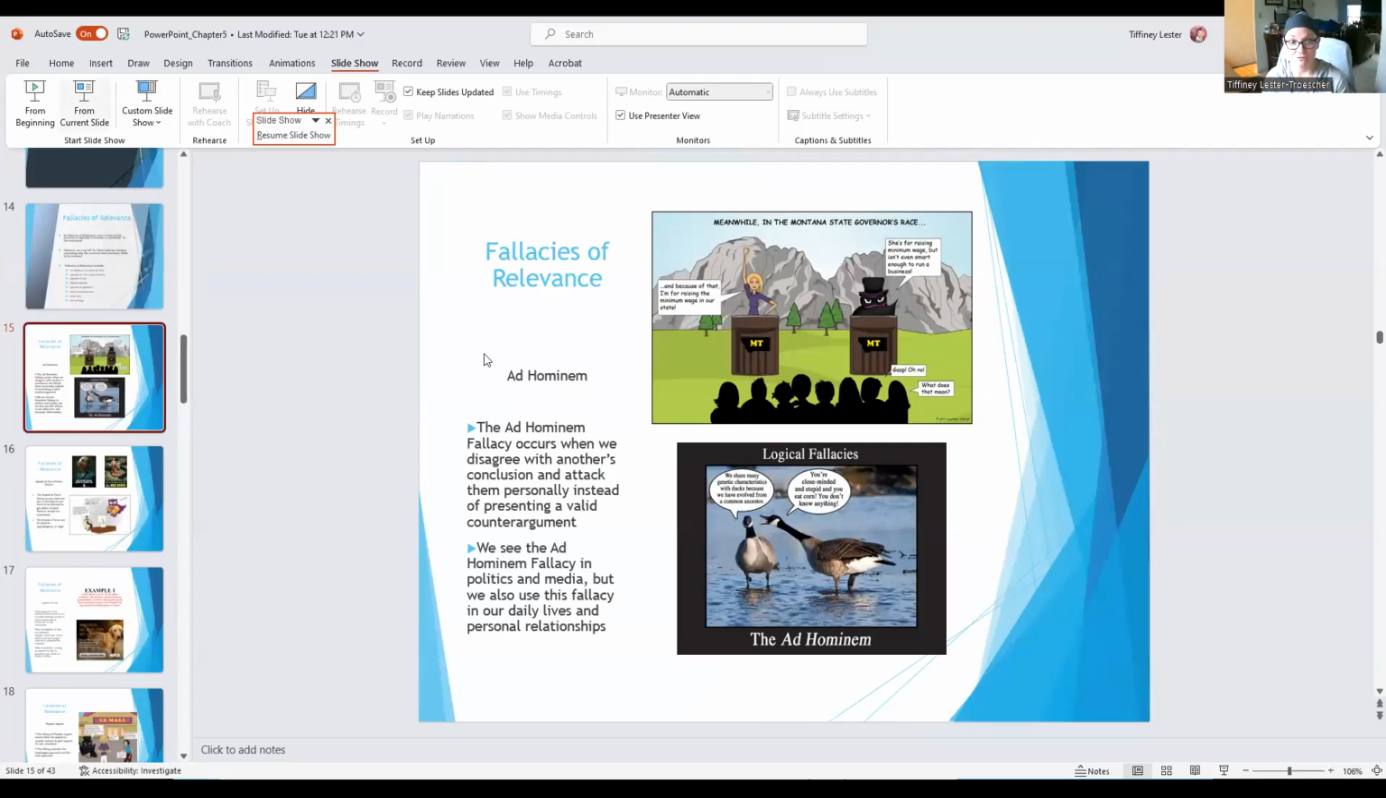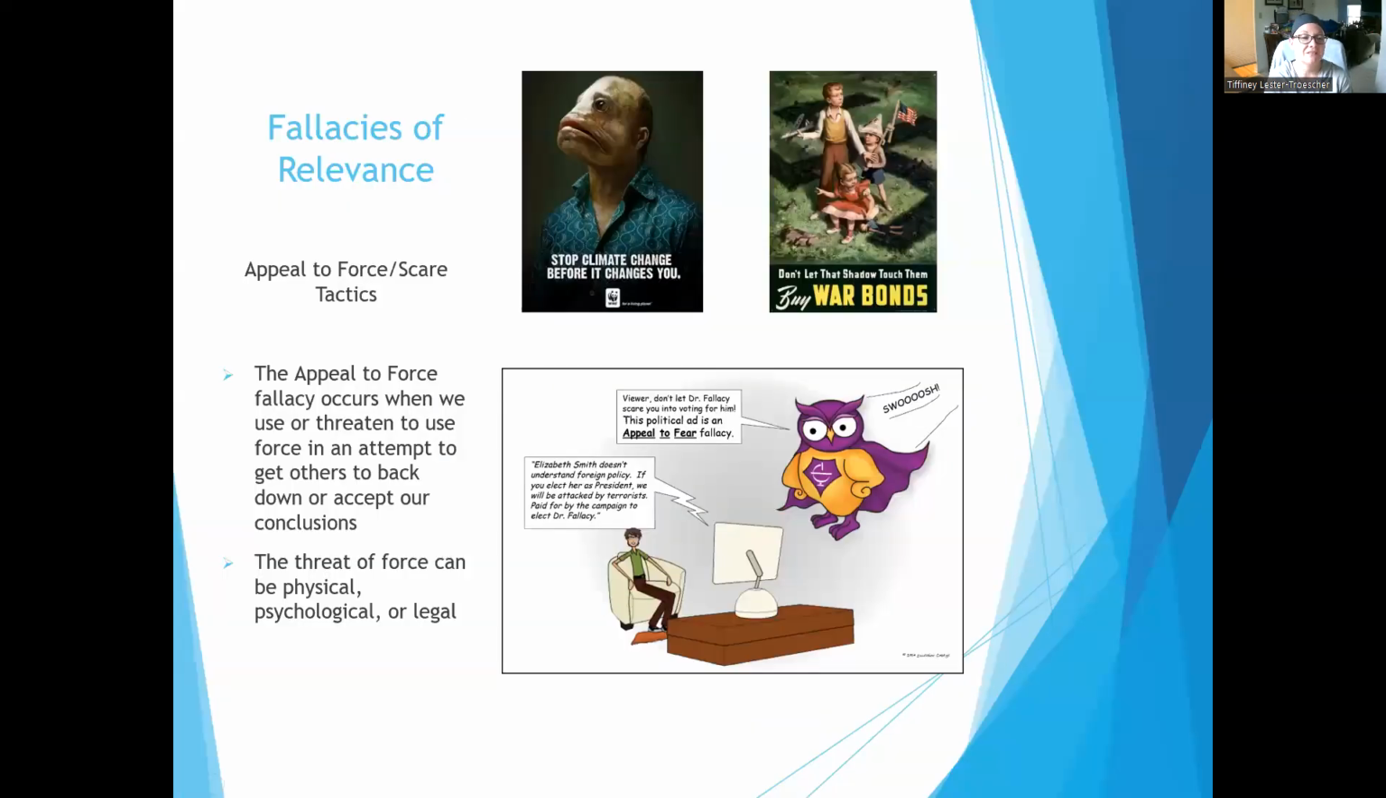Anyway, ad hominems all over the place. Our next fallacy of relevance is the appeal to force, also known as scare tactics. This is pretty common too. An appeal to force fallacy occurs when we use or threaten to use force in an attempt to get others to back down or accept our conclusion. And it doesn't have to be a visible or physical threat. It can be psychological or legal.